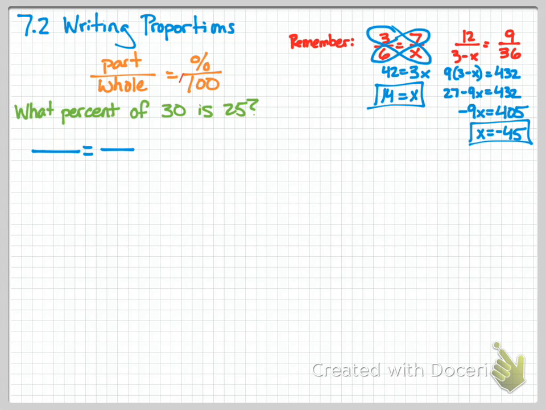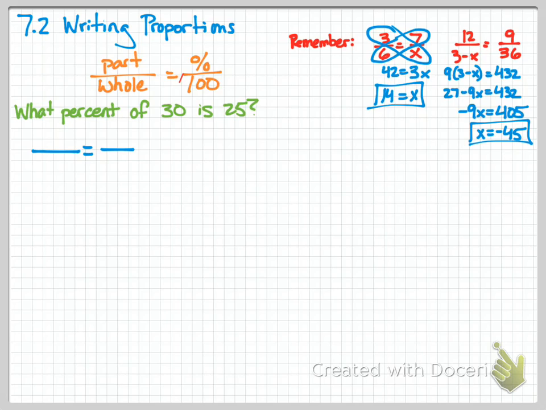All right, let's go back to this original problem. Part over the whole equals percent out of 100. Well, what about if I give you a sentence? And this is what you'll see on your test tomorrow. What percent of 30 is 25? So we're going to figure out where all these pieces go, and we can build a proportion to solve.